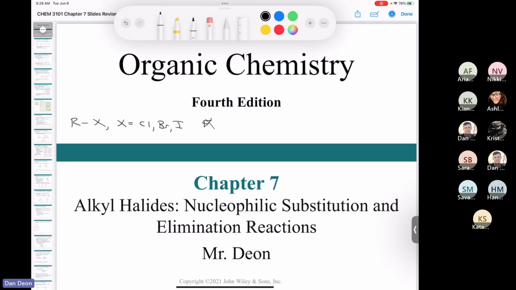The reason why is that fluorine is not a good leaving group. Fluorine is the conjugate base of HF, hydrofluoric acid, and hydrofluoric acid is not a strong acid. It's a dangerous acid, but it's not a strong acid. And so before we get into the whole thing about nucleophilic substitution and elimination, probably the first half an hour or so, or maybe even longer than that, we're just going to discuss alkyl halides.